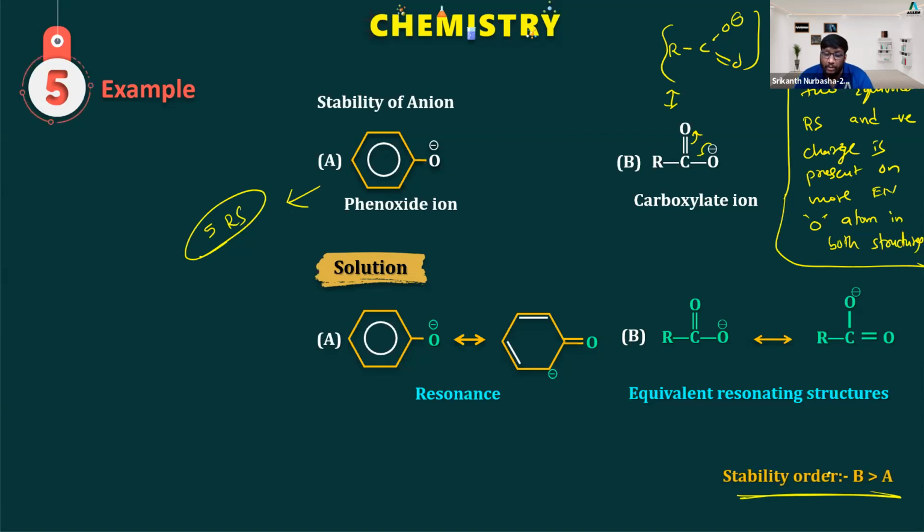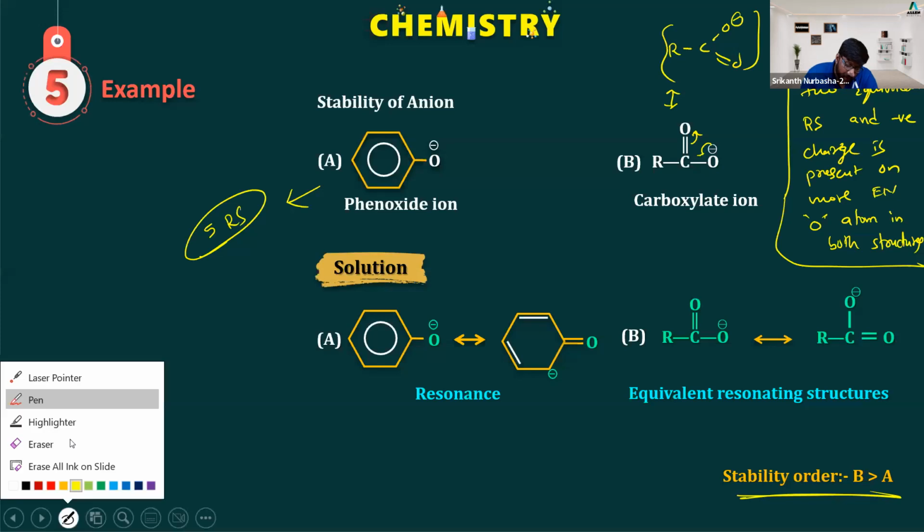So that is why, if you try to compare phenols and carboxylic acids, carboxylic acids are more acidic when compared to phenols. And that is why carboxylic acid can also react with NaHCO3, whereas phenols cannot. Right, students, let us proceed further.